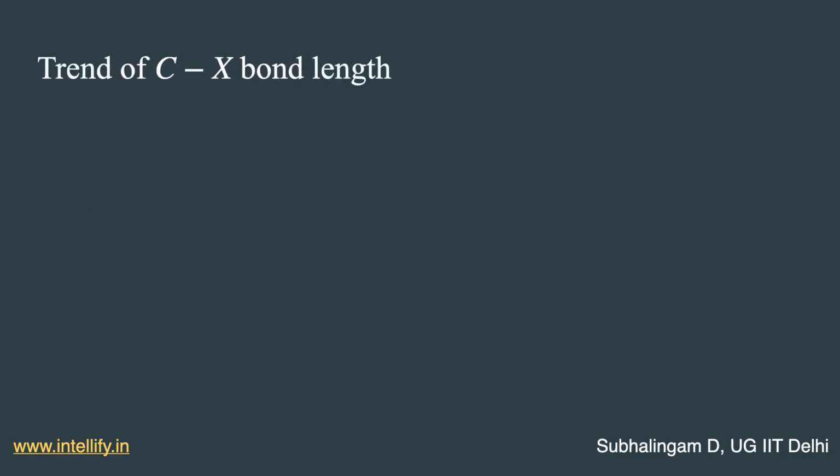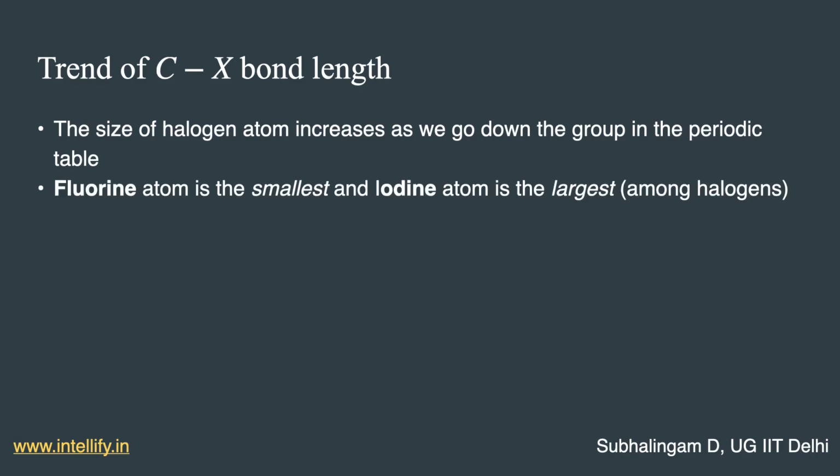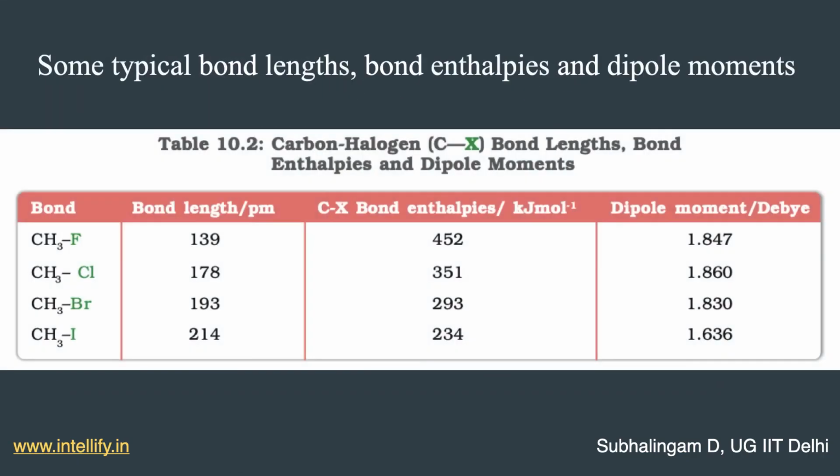Let's look into the trend of C-X bond length. We know that the size of a halogen atom increases as we go down the group in a periodic table. Fluorine atom is the smallest and iodine is the largest among halogens obviously, and hence the C-X bond length also increases from C-F to C-I. And we have a table that is taken from the NCERT textbook, table 10.2. So we observe that as we go down, that is CH3F, CH3Cl, CH3Br, and CH3I, the bond length increases.